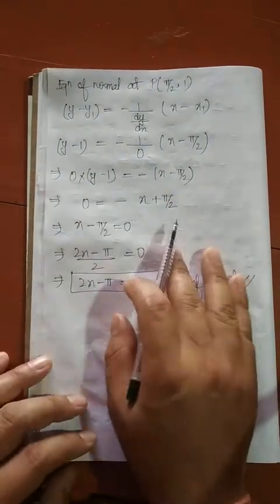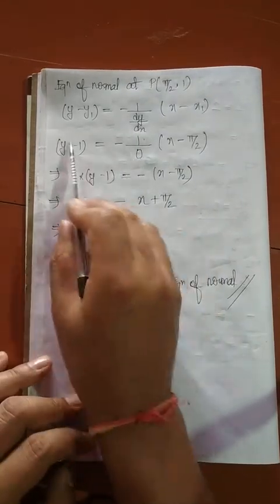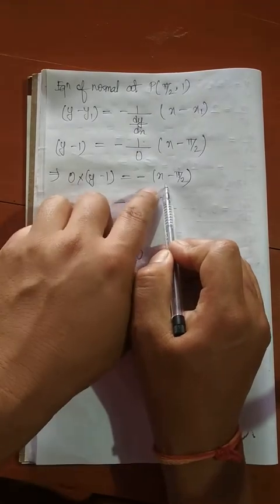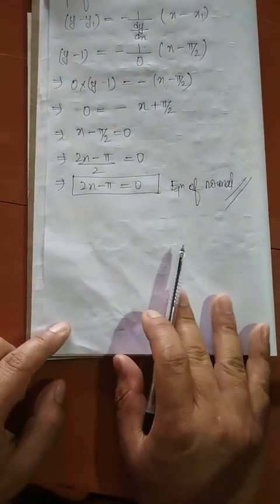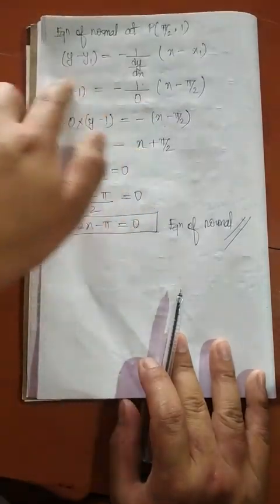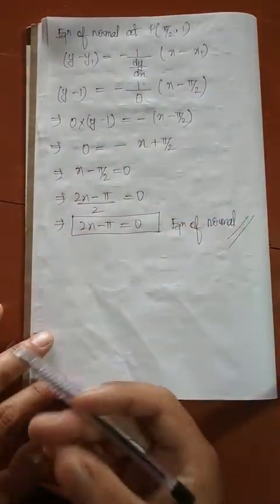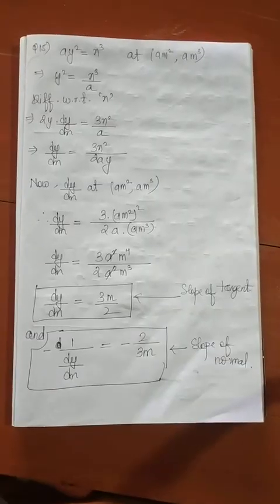Instead, what I will do is cross multiply with 0. So 0 into y minus 1 will be 0, which is minus of x minus pi by 2. Then you simplify it. The left hand side becomes 0, and simplify the right hand side, then we get the equation of the normal. So pause the video to note down.